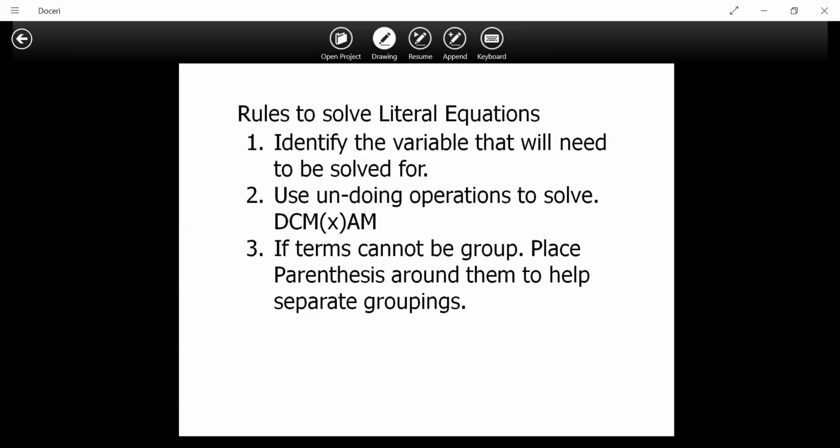DCMXAM. Distribute, combine like terms, move small value of x, add, subtract, and multiply, divide.